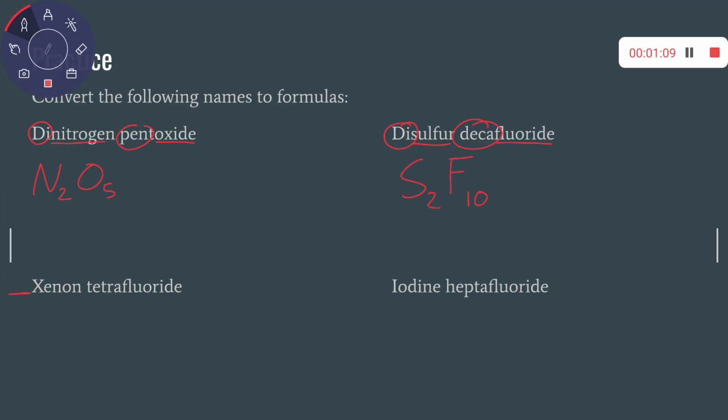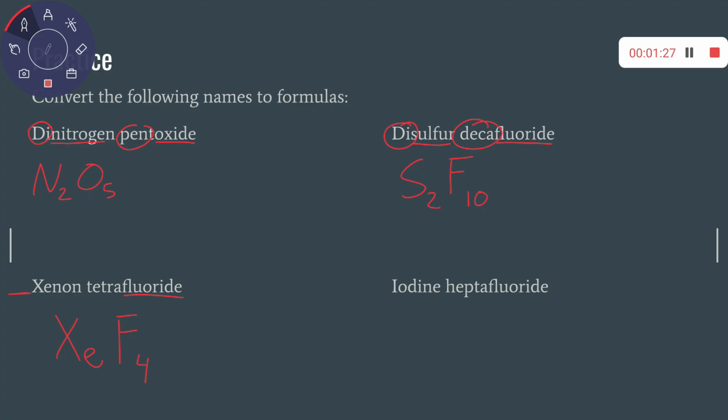If there's no prefix on my first element, that means I have one of them. So xenon is Xe. I have one of them. Fluoride, of course, comes from fluorine. The prefix tetra is 4, just like our tetrahedral molecules have 4 electron domains.